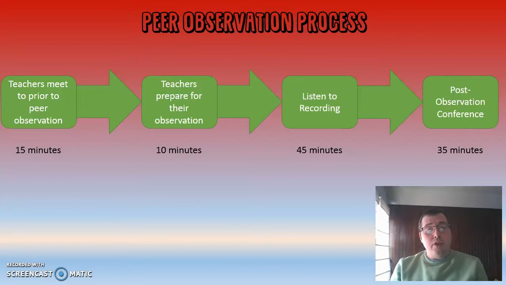So again, here's what it's going to look like. After you're done with this recording, you're going to set up a pre-observation conference with your peer. So set that up, decide what room that's going to be in, that sort of thing, and meet for about 15 minutes. Take about 10 minutes to prepare for your observation and get familiar with those forms. Choose the correct form, eliminate all those distractions. Listen to the recording. Lessons should be about 45 minutes long, give or take a few minutes.